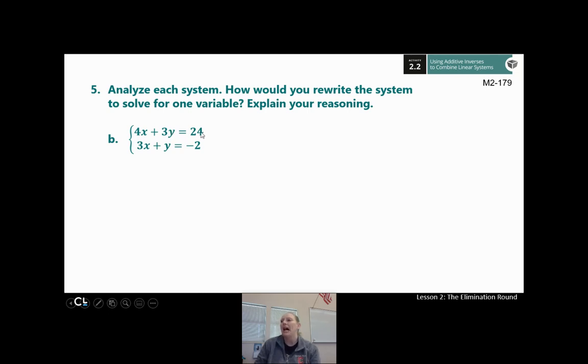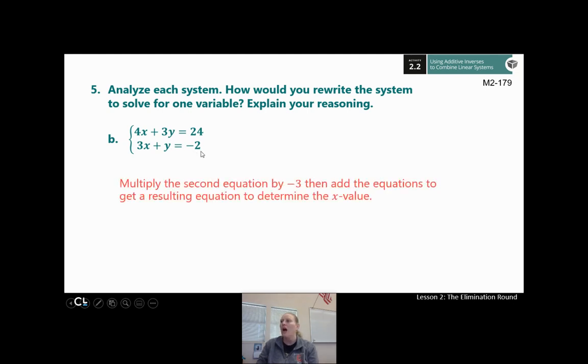For B, I looked at it and I thought, ooh, naked y, naked y. So if I make it the opposite of 3, I can make this work. So I wouldn't rewrite the first equation. I would actually rewrite the second equation. I would multiply that second equation by a -3, right? So then I could add the equations, kills off the y's, and I could figure out what my x value is. Oh, yeah, that's way better.